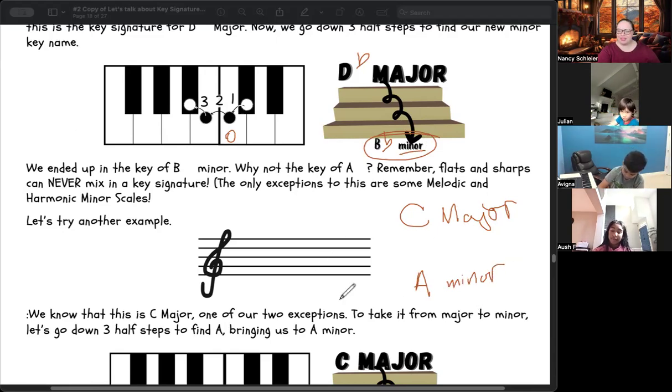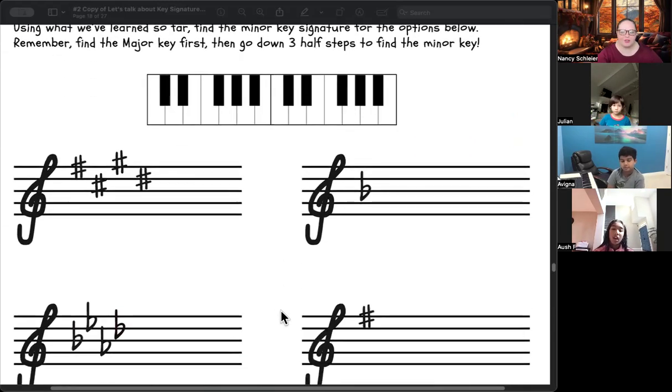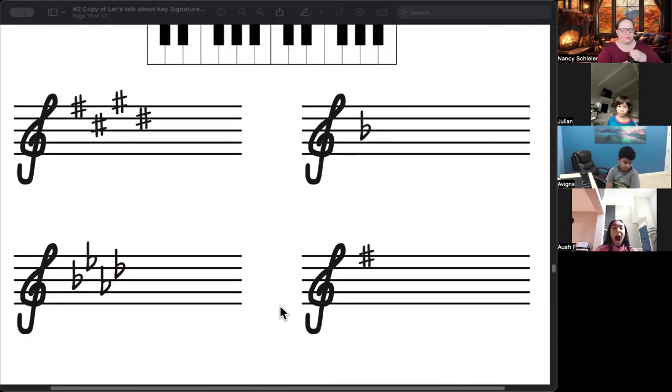All right, does this make sense to everybody so far? Yes? Perfect. Okay. Very nice job. Okay, let's do a couple of these, and then we're doing really, really great. You guys are flying through these. These are awesome.